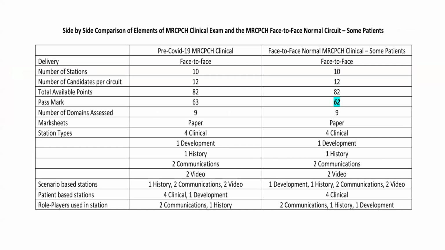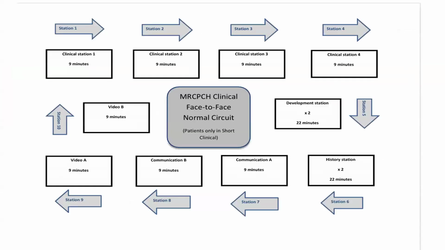In your exams, there are a total of 10 stations, out of which 2 are communication stations. This comes after the history taking station. You'll have communication A and communication B station. Each station, you'll sit inside for 9 minutes, where you'll be given a scenario outside and you'll have 4 minutes to read through the candidate information sheet. In this 4 minutes, you'll be reading the scenario.